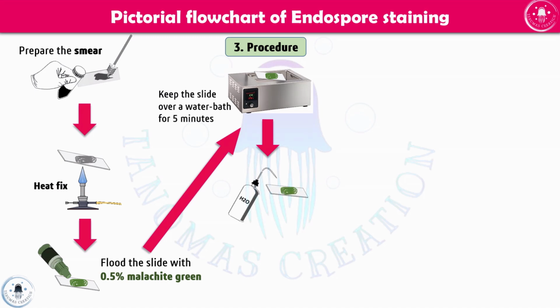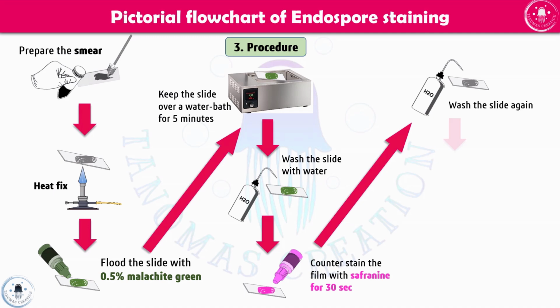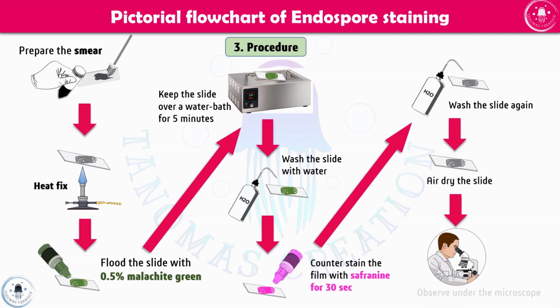Now after that, you wash the slide with distilled water. After 5 minutes, you wash the slide with distilled water, and after that, you add the counterstain safranin for 30 seconds. After 30 seconds, you again wash it with distilled water. After that, you air dry the slide, and you can observe it under the microscope at 40x or 100x using oil immersion. So this is the complete pictorial flowchart of the endospore staining.